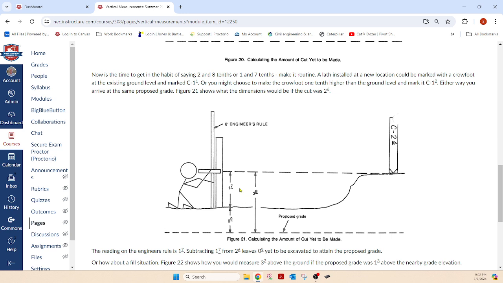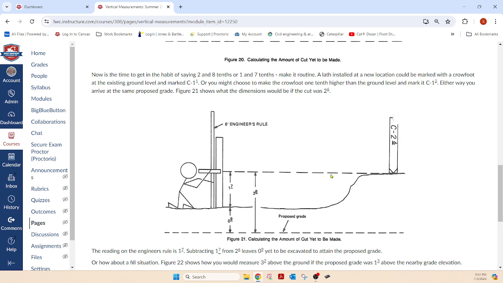I think so. So if I'm reading 1 7/10, that means I'm 1 7/10 down, but I need to be 2 6/10. In other words, when I set this ruler down here, what does it need to read? It needs to read 2 6/10. That way, I'll know that I'm on my proposed grade because that's what it's telling me it is.